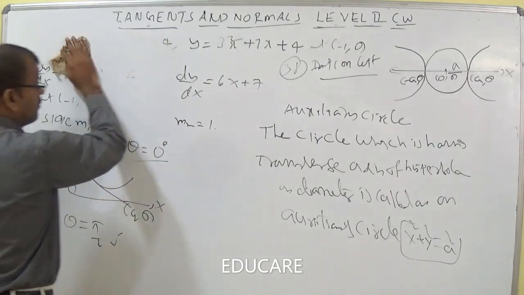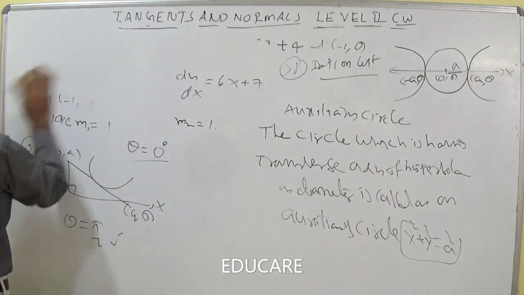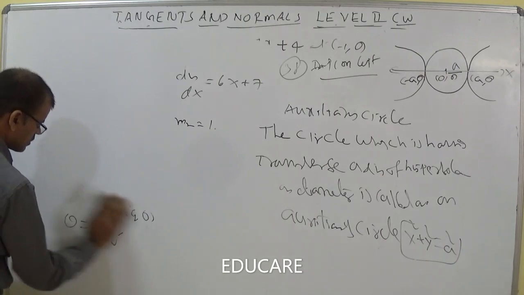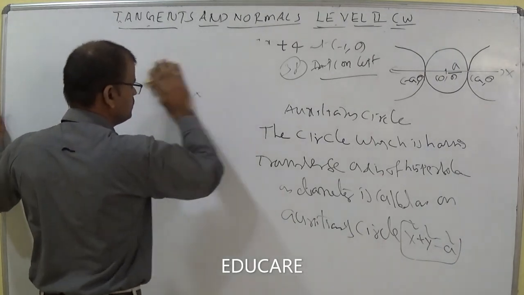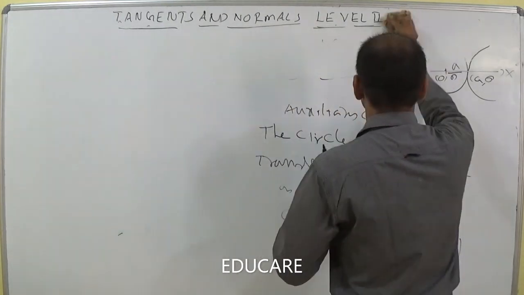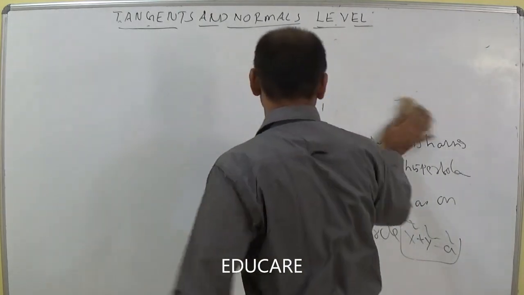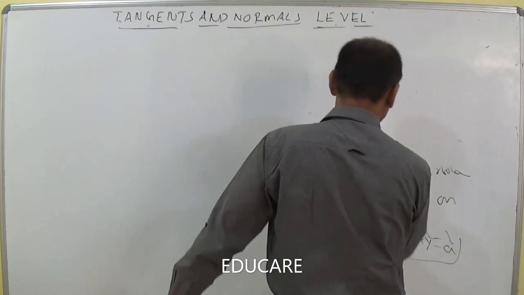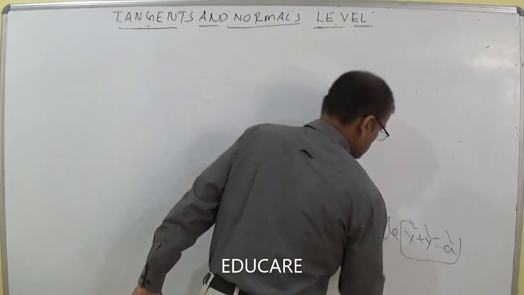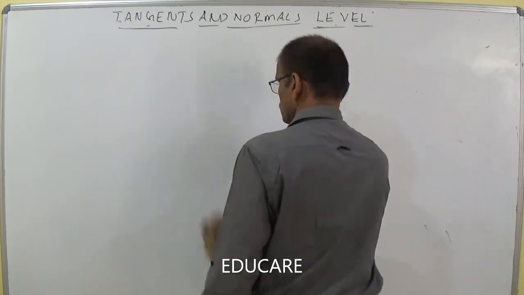Here we have completed level 2. Let us discuss sums in level 3 also. In level 3 there will be no separate class work or homework. Level 3 questions, according to our material: in the tangents and normal topic, a total of 23 are there in module 3. Let us discuss the first question.